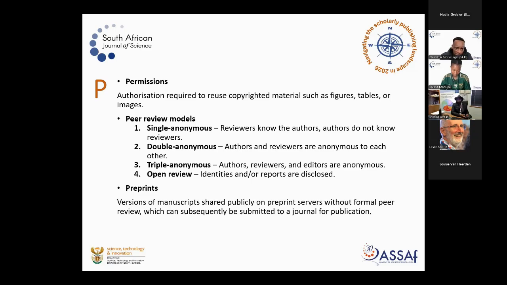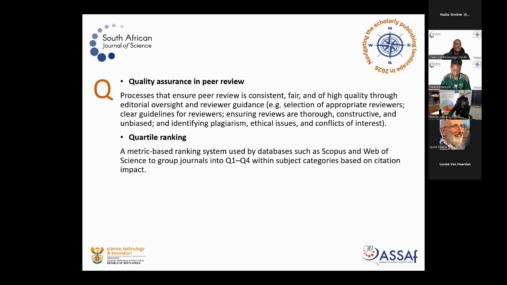Peer review models: we have single anonymous, where the reviewer knows the authors and the authors do not know the reviewers. Double anonymous, where the authors and reviewers are anonymous to each other. Triple anonymous, where the authors, reviewers, and the editors are anonymous. And open review, where identities and/or reports are disclosed. Preprints are versions of manuscripts shared publicly on preprint servers without formal peer review, which can subsequently be submitted to a journal for publication. Thank you.